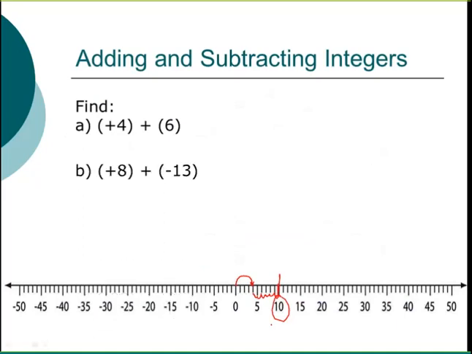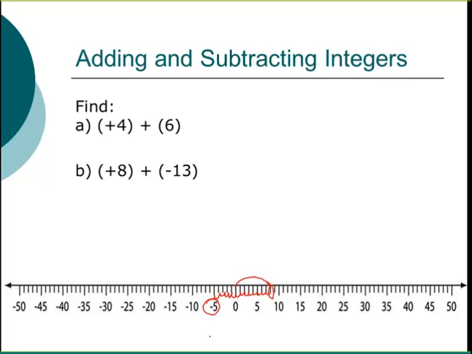And then here, if I do positive 8, so basically if I go up 8 spaces, it gets me right here. So this is at 8. And then if it says minus 13, I want to go back 13 spaces. So I go back 1, 2, 3, 4, 5, 6, 7, 8, 9, 10, 11, 12, 13 spaces. If I counted that properly, we should be back 13 spaces. And let's see. Yes, negative 5 is the result. So 8 minus 13 is negative 5.